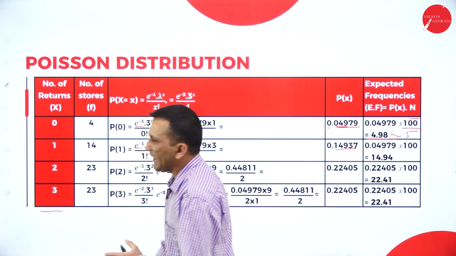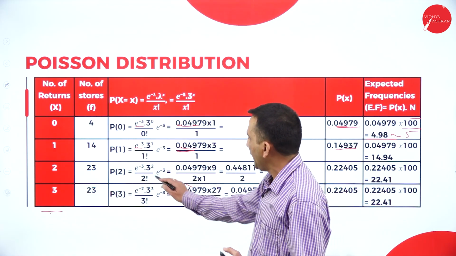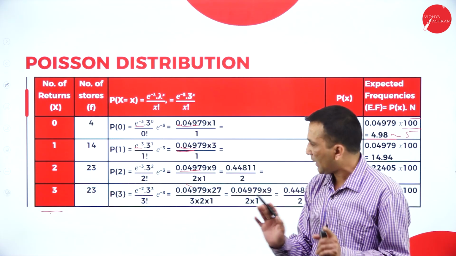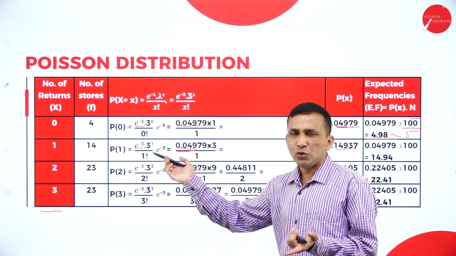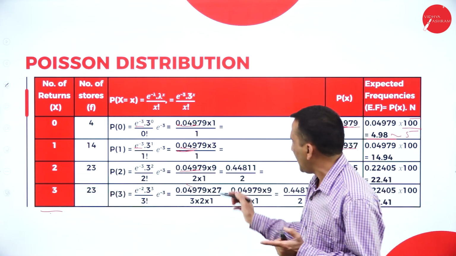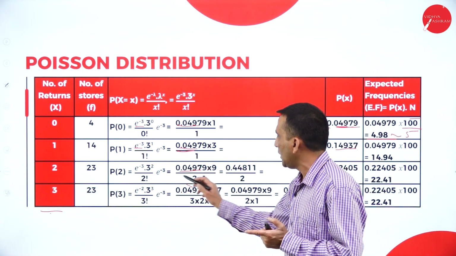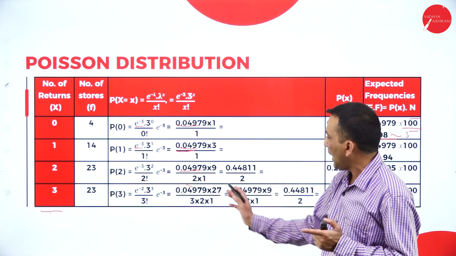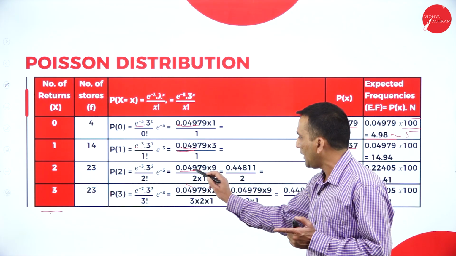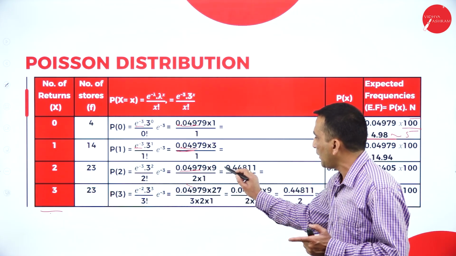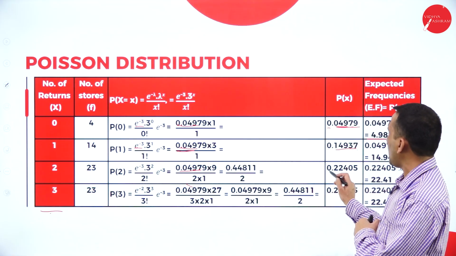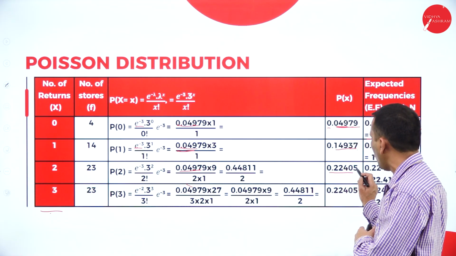Now moving to the next variant, which is the value 2, e to the power of minus lambda is a constant value. So that's what we write for all situations. 3 to the power of 2, in the x place we write 3, the lambda value is a standard value. So 3 into 3, 9, and 2 factorial means we have to go in reverse. In this case, we cannot simplify directly. So first we need to multiply numerator and denominator. Once you simplify, your answer will be 0.22405.